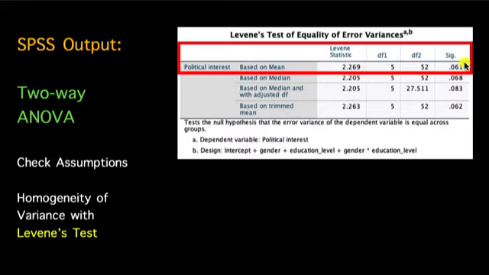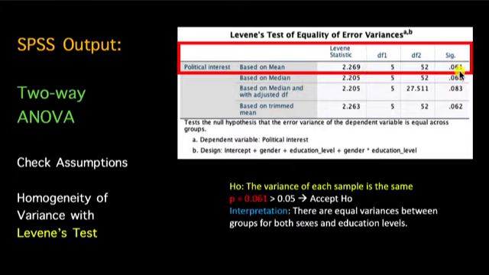So we can see here our p-value is listed for Levene's test. Again, the null hypothesis is that the variances of each sample are the same. Since we have a p-value that is greater than our alpha level, we would accept the null hypothesis and say there are equal variances between groups for both sexes and education levels.